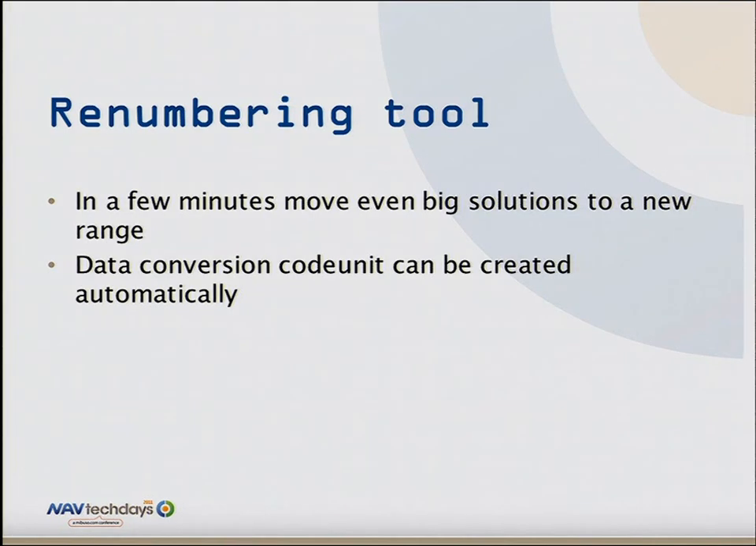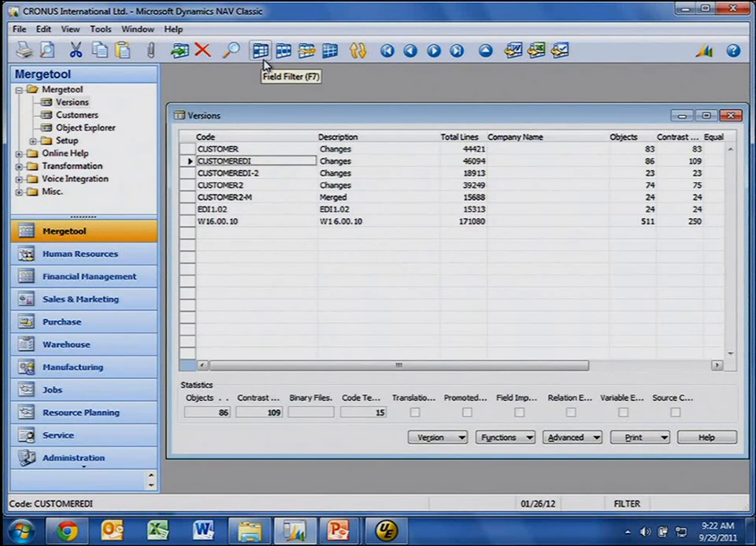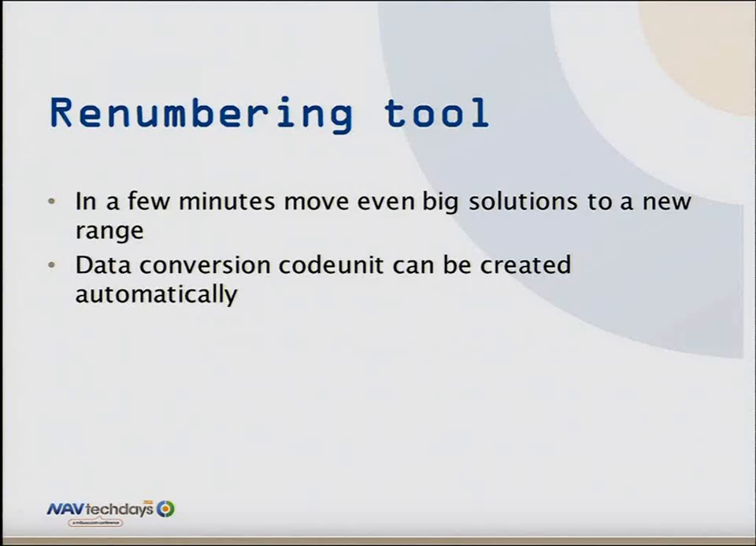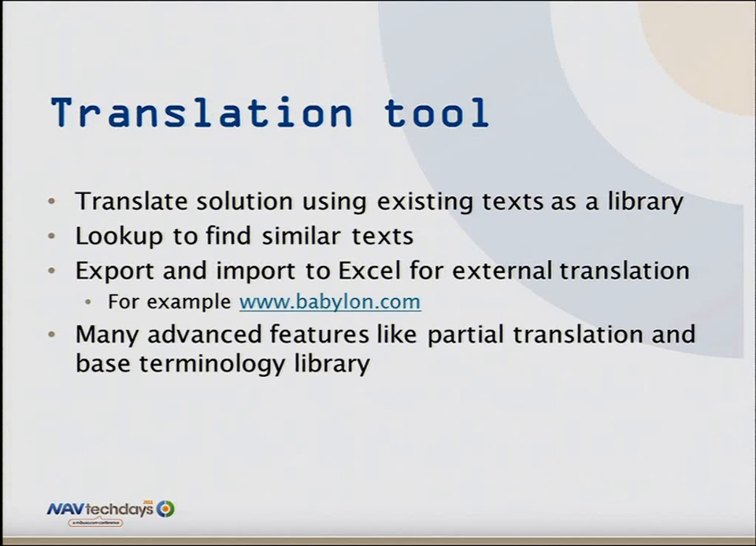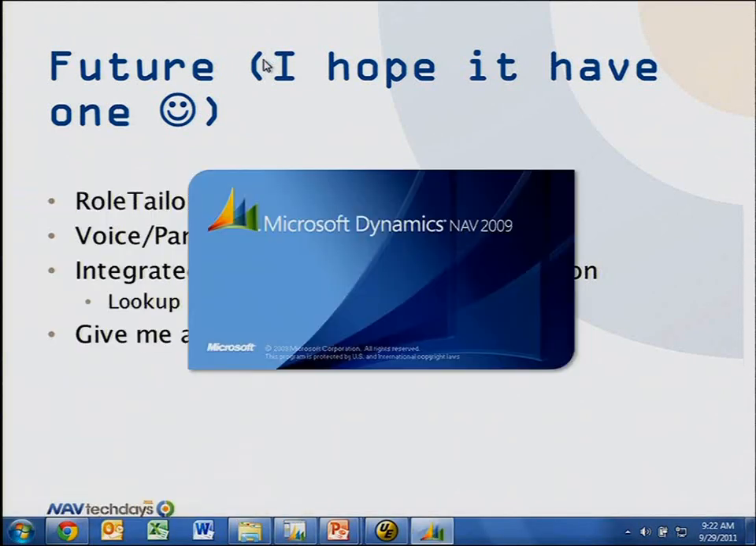So the renumbering tool is a whole other thing that is in here. And let me see what else is in here. Maybe I should leave a little room for questions. The translation tool is in there. Yeah, I hope it has a future. I know I've talked with Lars about the dev base, and right now it's running in the classic client. Let me show you something in here.